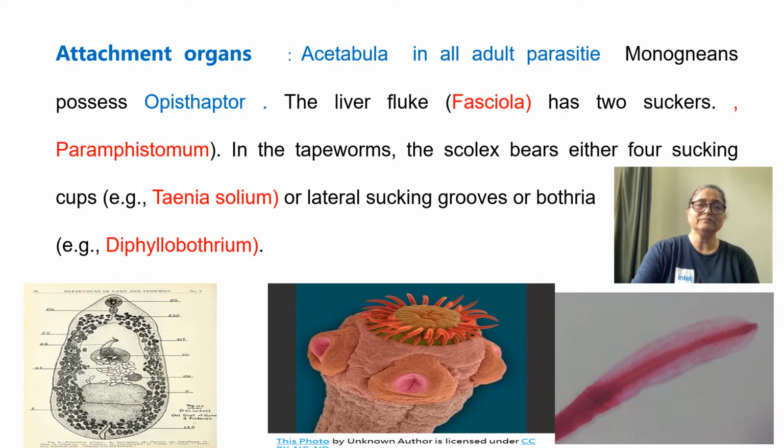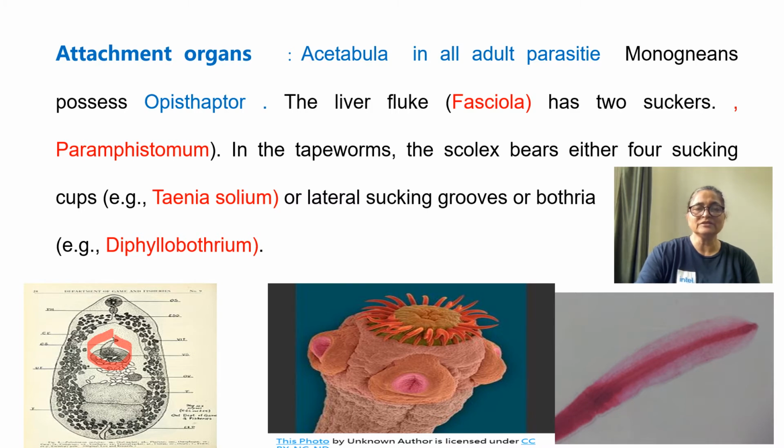Now, another adaptation in the case of platyhelminthes is the attachment organs. In the case of trematodes, they have the acetabula. Here you can see the structure of the acetabula, and they have the suckers and these reproductive organs and the oral suckers also.